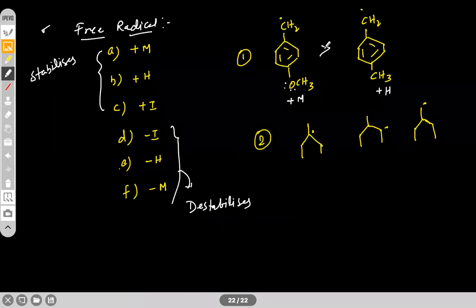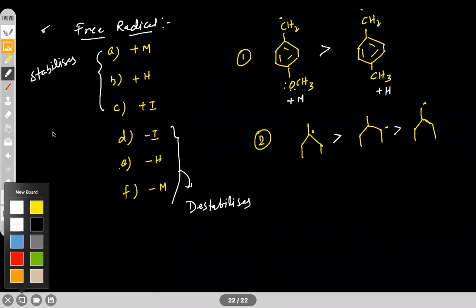Order of stability is this. This is hyperconjugation, 3 degree, then 2 degree, and then 1 degree. Got it? Right? Okay.